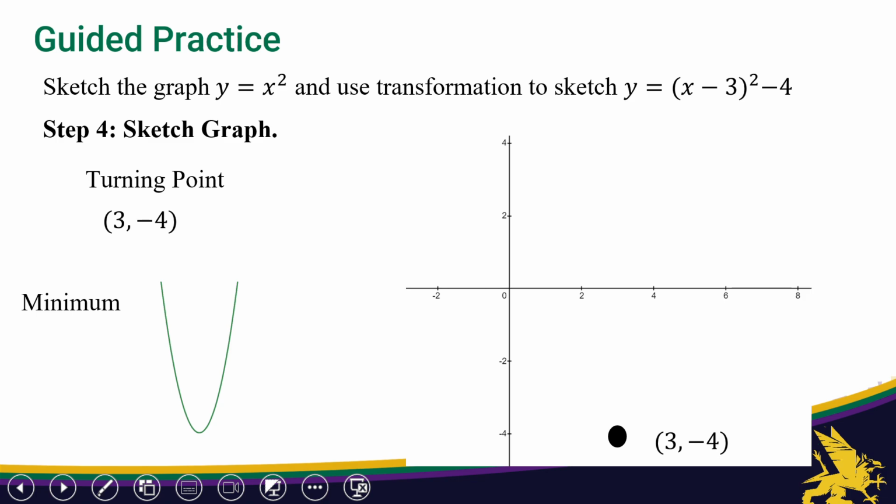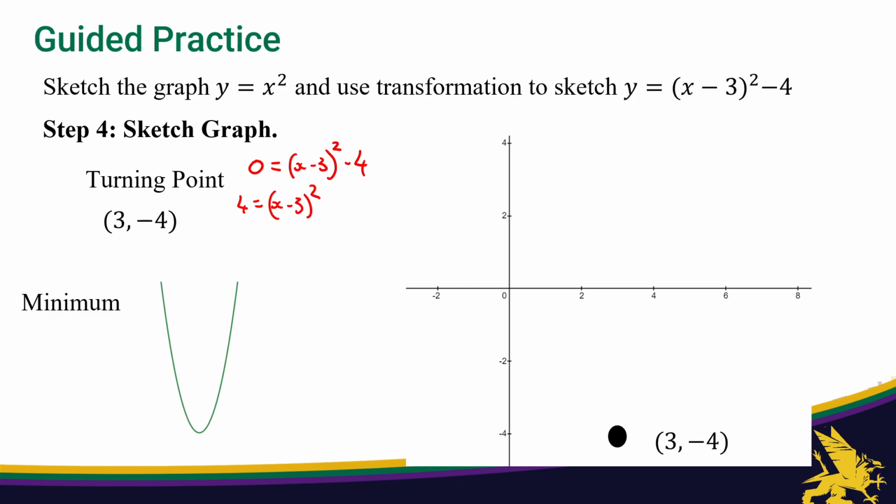So I'm just going to pen, and we can also work out the x-intercepts. So to work out the x-intercepts, we are going to need to make y 0. So up here, I will just make 0 is equal to x minus 3 squared take away 4. We'll get x by itself. So that means I put 4 to the other side. 4 is equal to x minus 3 squared.